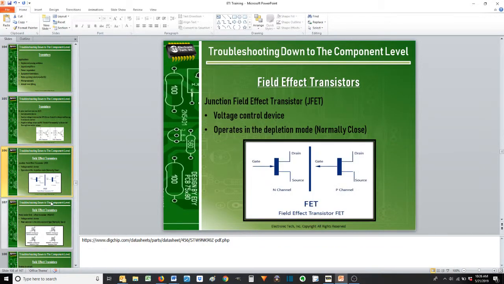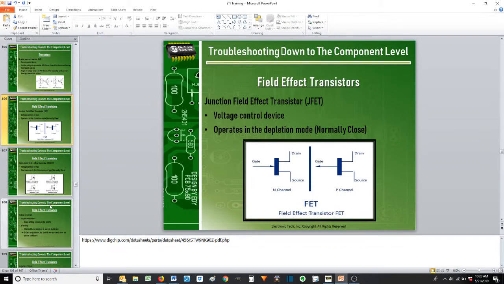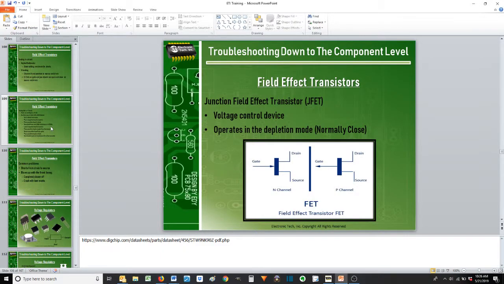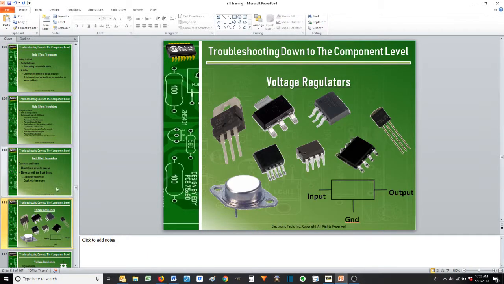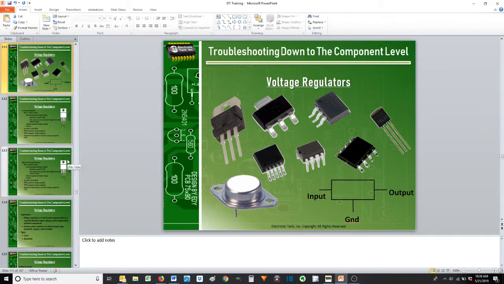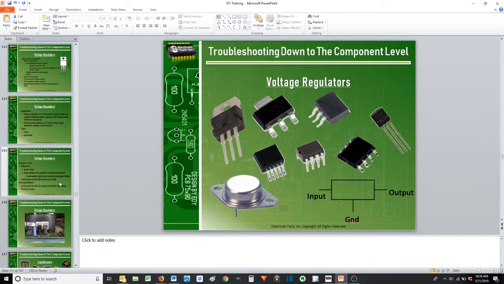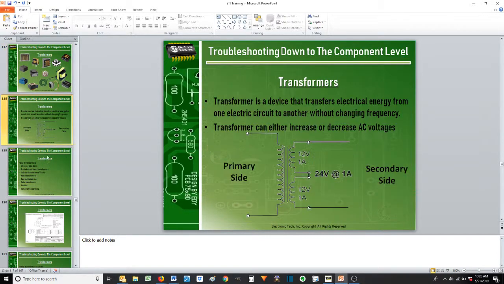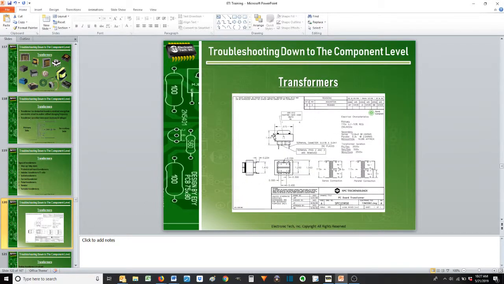Transistors, we talk about FETs, right? JFETs, we talk about MOSFETs, which is somewhere in here. And then we talk about voltage regulators, packages, what they look like. Same thing as I go through. And transformers. These are all your most common packages for transformers. And on this part, we show them how to read a data sheet for it.